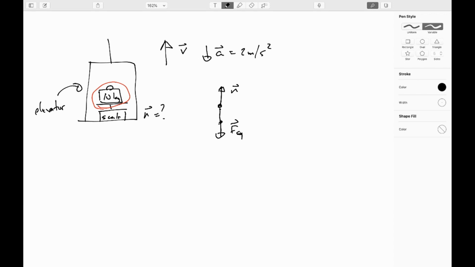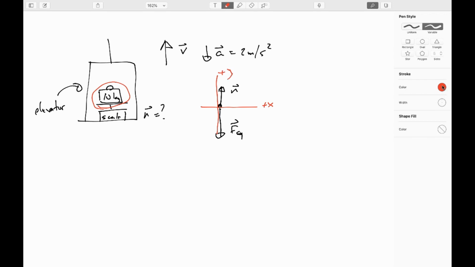Notice I'm not drawing them equal. This is because I know that since it's accelerating downward, I already know the net force has to end up ultimately pointing down. Okay, so there's our free body diagram. We can go ahead and pick a coordinate system. So plus x, plus y.